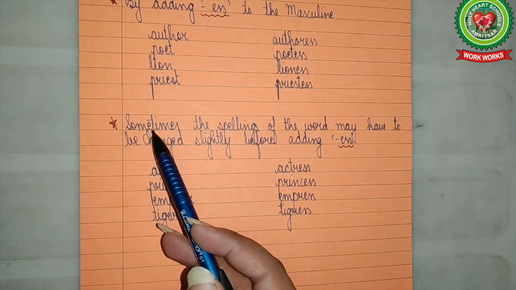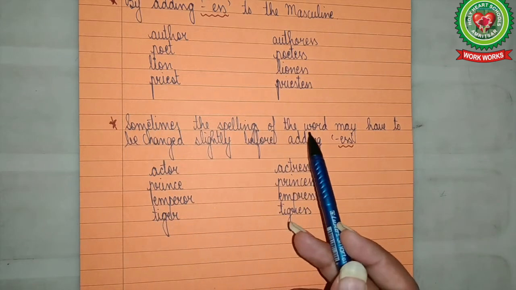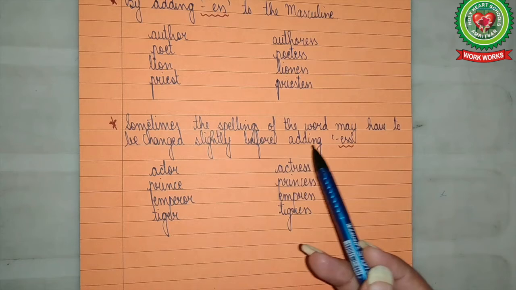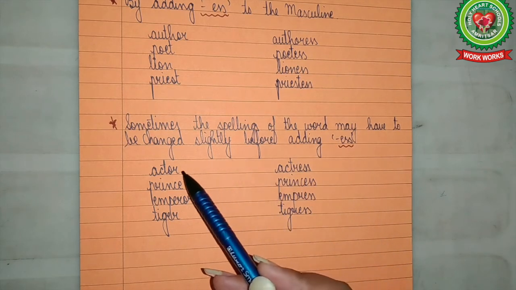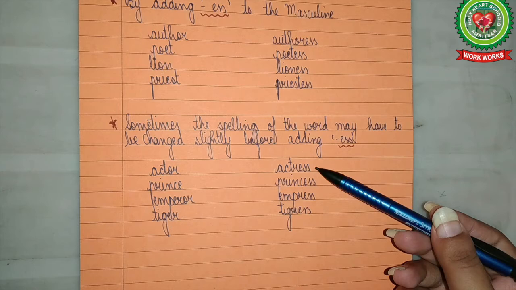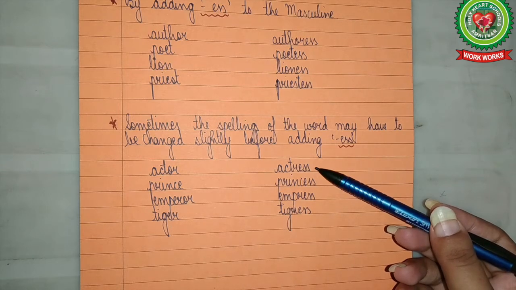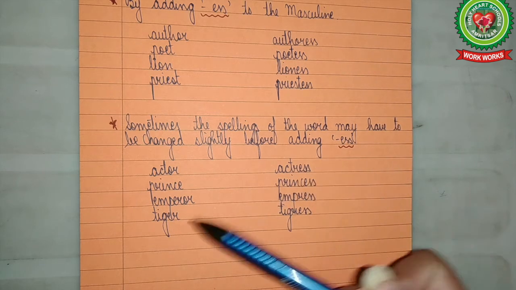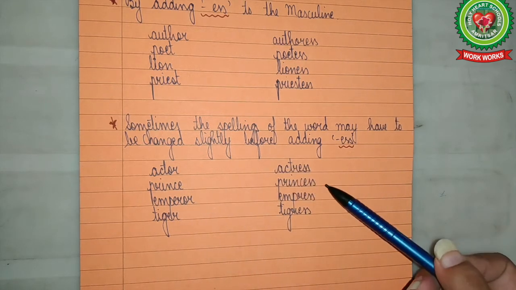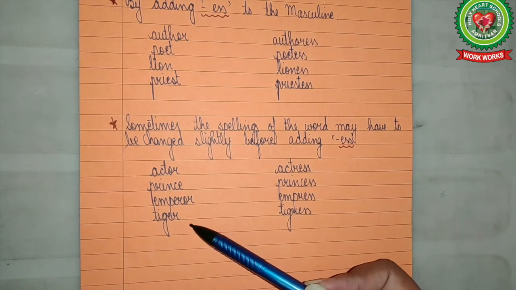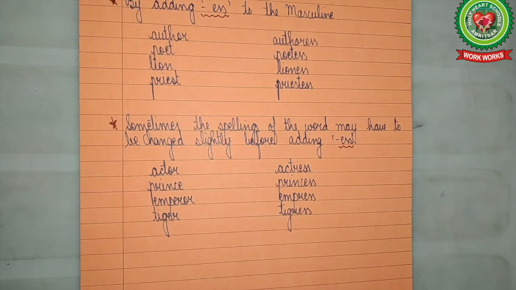Number 2 is sometimes the spellings of the words may have to be changed slightly before adding ESS. For example, actor becomes actress, ACTRESS. We have slightly changed the spelling before adding ESS. Prince becomes princess, emperor becomes empress and tiger becomes tigress.